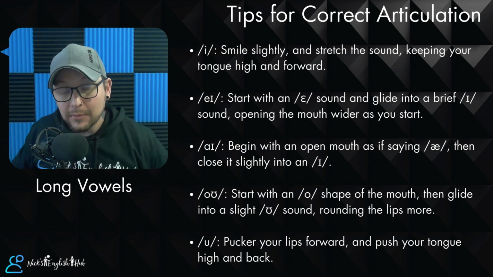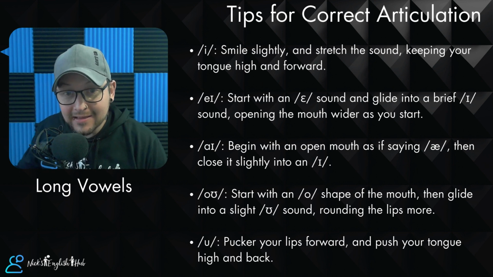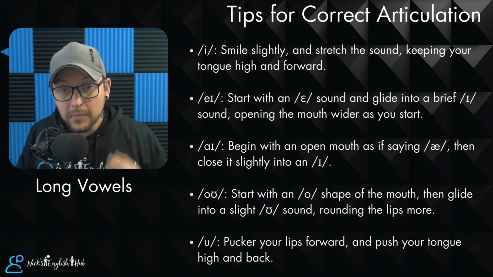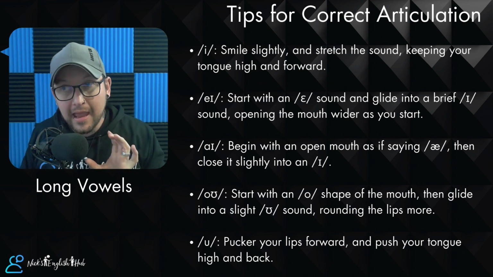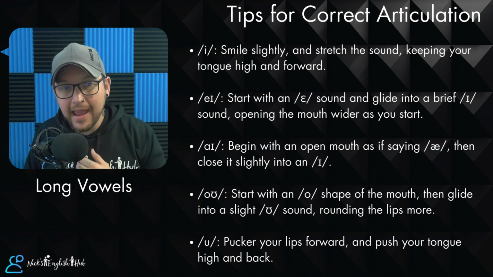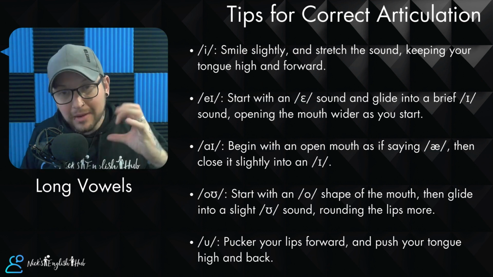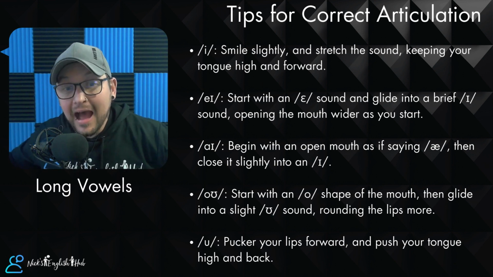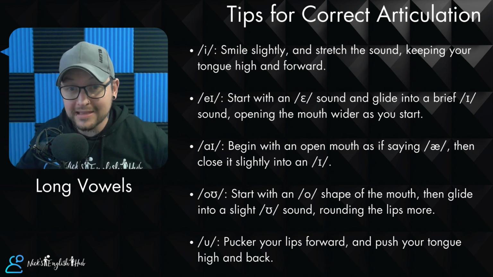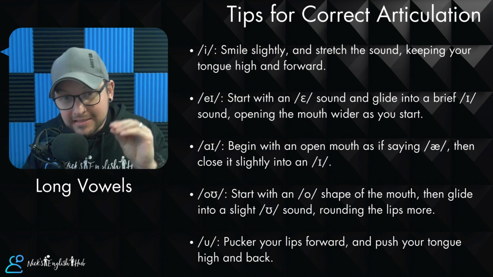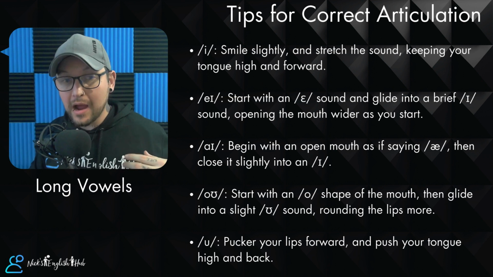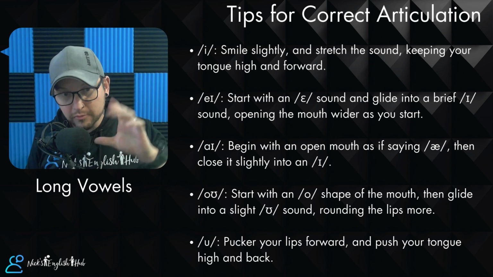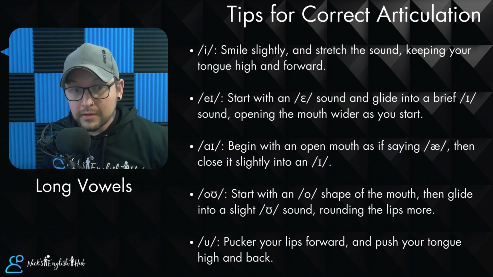Then we have the A. Start with an eh sound and glide into a brief E sound, opening the mouth wider as you start. You have to feel how your mouth moves from one sound to the next. Then we have the I. Begin with an open mouth as if saying ah, then close it slightly into an E. Feel the mouth movement.